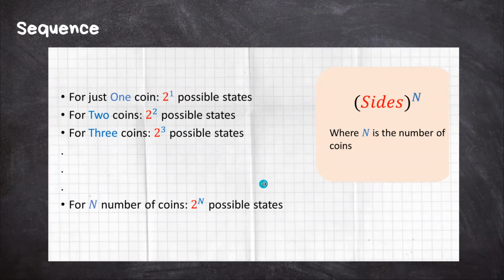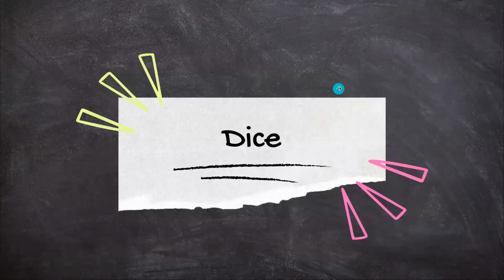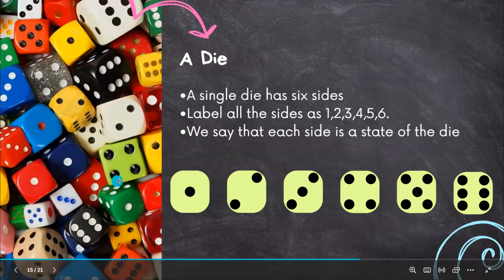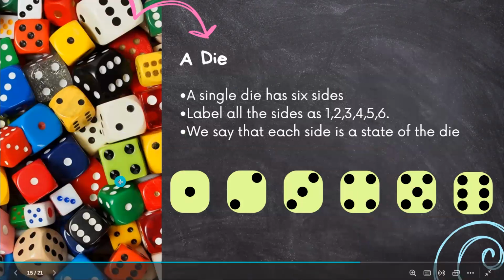With this, we're done with our first example. Now let's move on to our second example. Let's look at dice now. So what is a die? A single die is basically a cube, as you can see on this image here on the left. That's a cube. What is a cube?